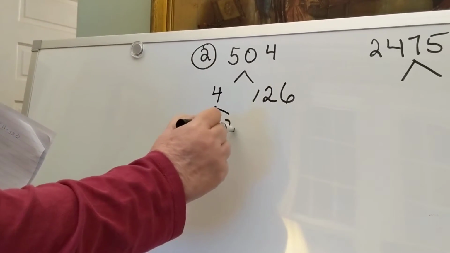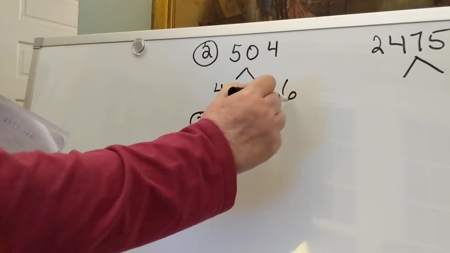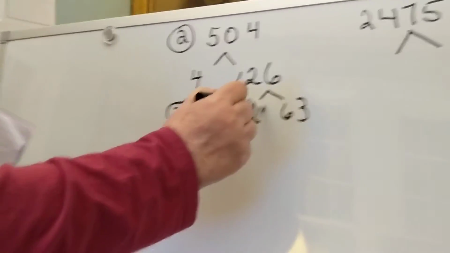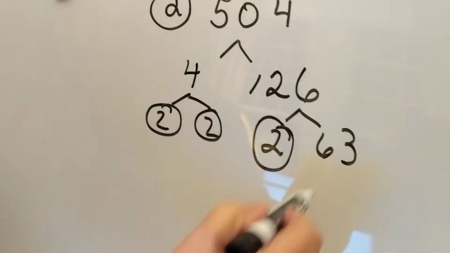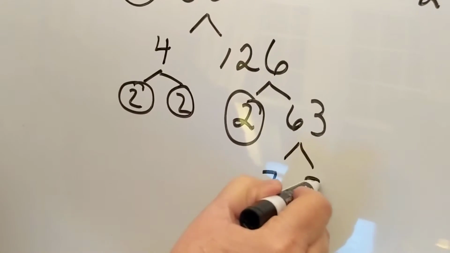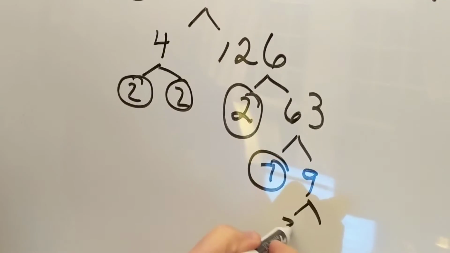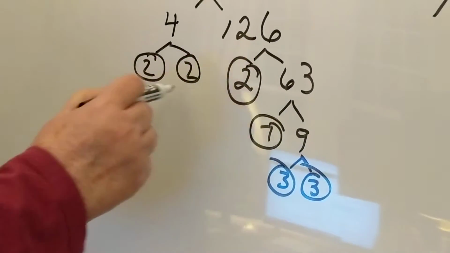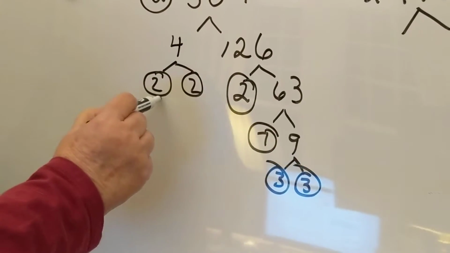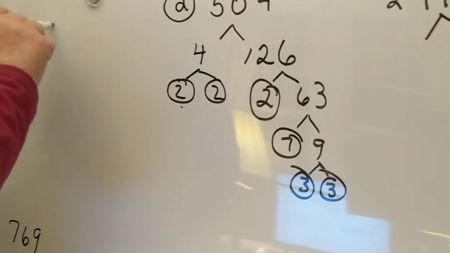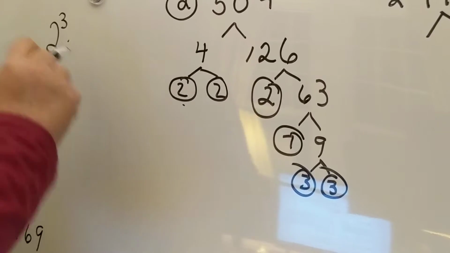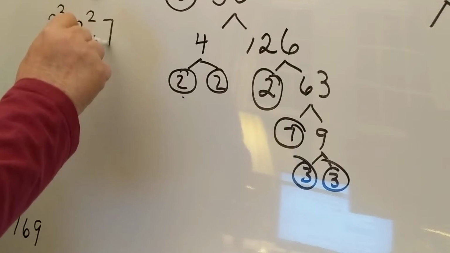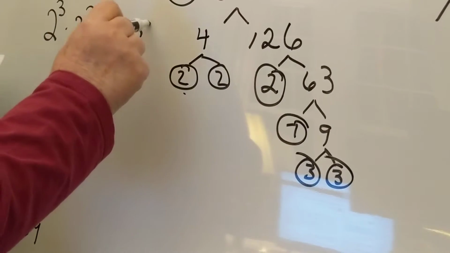4 is 2 times 2. Those are prime, so I'll circle them. For 126, I'll use 2 times 63. All right, there's a prime. And then 63 is 7 times 9. There's a prime. And 9 is 3 times 3. I've got all primes now. So my prime factorization for 2a, I have 2 as a factor 3 times. So 2 cubed times, I've got 3 twice, 3 squared times 7. And that should equal 504.